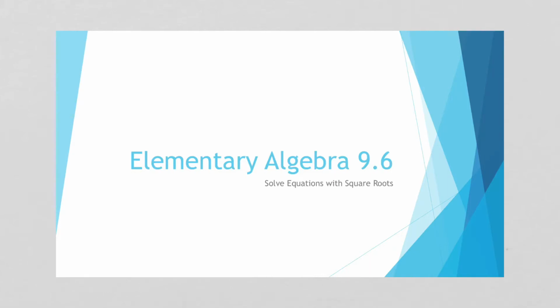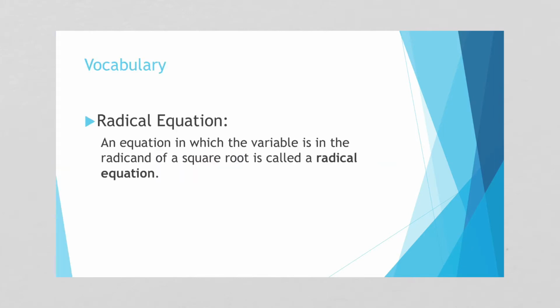Right, hey everybody. Now we're going to solve some equations that have square roots in them. Vocabulary to get out of the way. A radical equation is an equation in which the variable is in the radicand. In other words, the variable is underneath a radical.